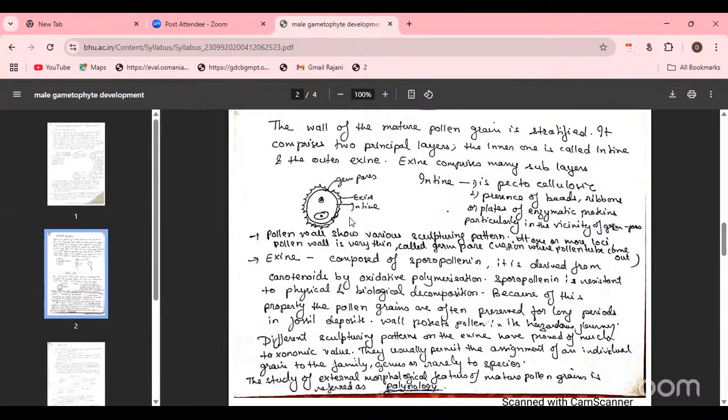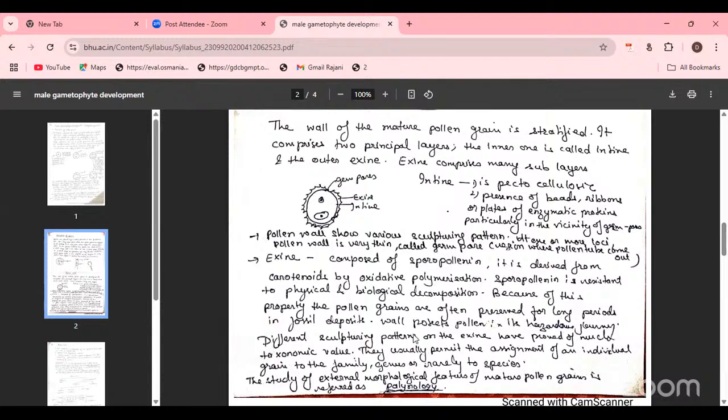The exine is composed of sporopollenin. It is derived from carotenoids by oxidative polymerization. Sporopollenin is resistant to physical and biological decomposition. Because of this property, pollen grains are often preserved for long periods in fossil deposits.